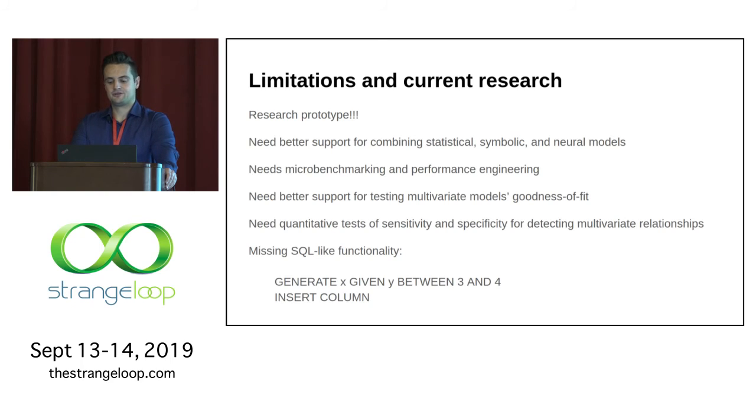We want to do micro-benchmarking and performance engineering, so the queries run faster. We want to add support for testing goodness of fit. And we want quantitative tests for sensitivity and specificity for detecting multivariate relationships. And we want to extend our query language to add missing SQL-like functionality like insert column, which currently doesn't really work.